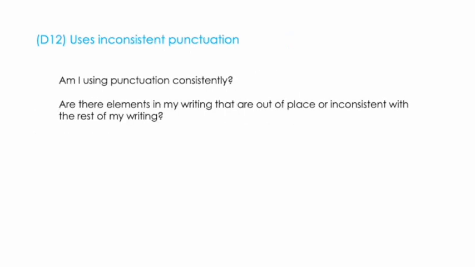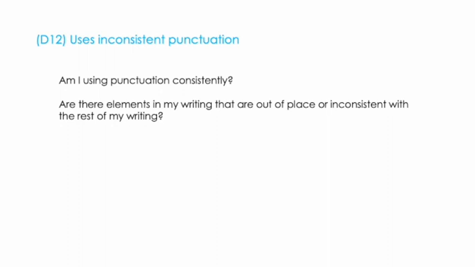The final detractor when it comes to sentence structure is the use of inconsistent punctuation. What we need to think about here is whether we're using punctuation consistently. It might be that in some cases we use punctuation correctly, while in other cases we use it incorrectly or in a different context. One of the most important aspects to good writing is consistency.